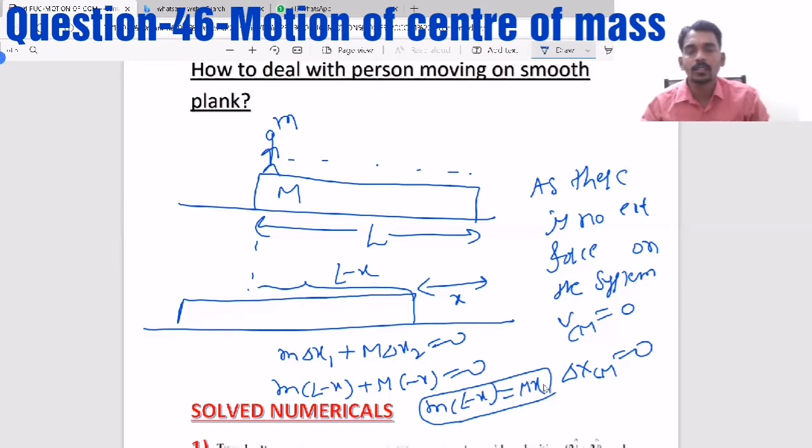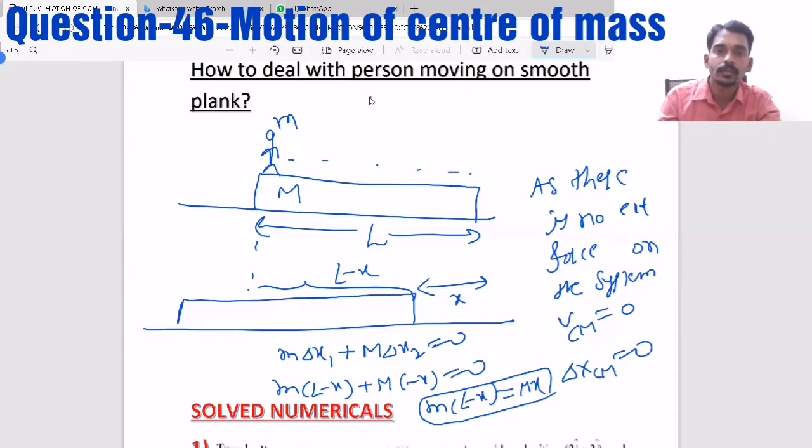The same case they can also ask with a wedge: a block sliding down a triangular wedge which is placed on a smooth surface. By the time the block comes down, the wedge will move back by some distance. In that case also, we can use the same formula.